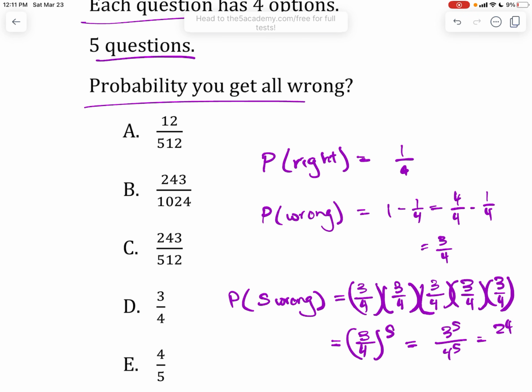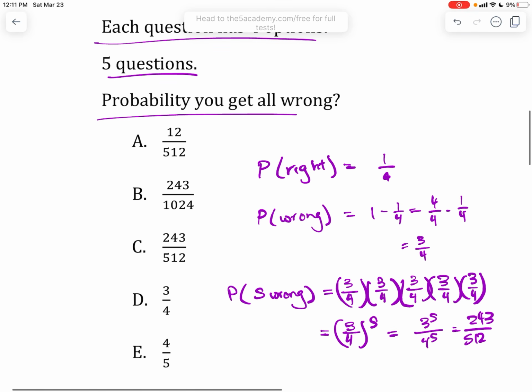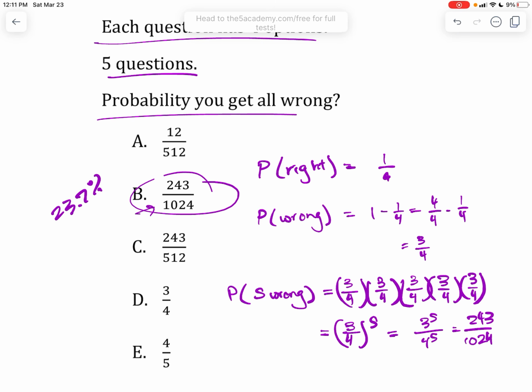That's equal to 243, if you do it on your calculator, divided by 512. So your answer should be, hold on, let me just double check 4 to the 5th. It's actually 1024. So there's a pretty good chance that you get all of them wrong. It's about a quarter, right? If you do the math there, 243 divided by 1024 is equal to a 23.7% chance. So just keep that in mind. But yeah, that's how you do these.